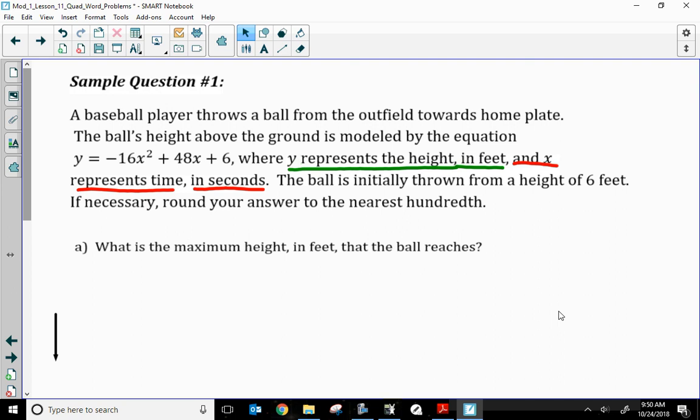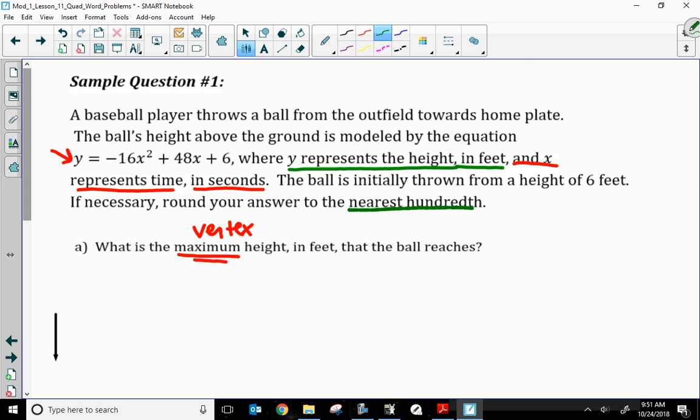A, what is the maximum height in feet that the ball reaches? Okay, maximum. Right now, I know this is a parabola. My maximum tells me vertex because it's either a min or max point. So I'm going to graph this, and I am going to find the maximum height in feet. Now, it tells me round to the nearest hundredth if possible. That is 2 decimal places.